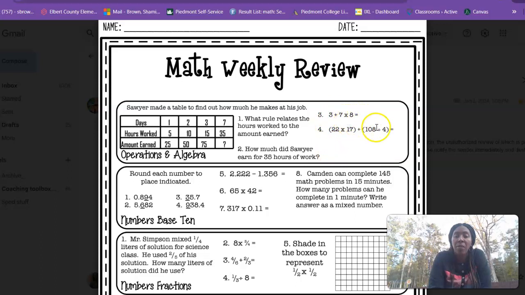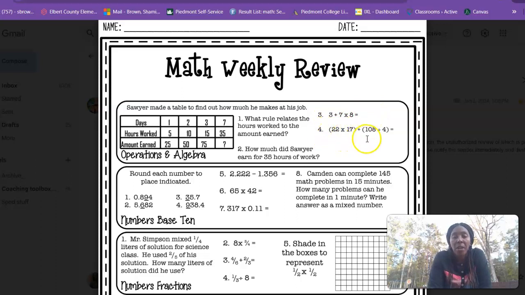Number 3 is an expression you have to solve. So it's 3 plus 7 times 8. Remember, PEMDAS means you have to do parentheses, exponents, multiplication, division, adding and subtracting, whichever one comes first. So we see that multiplication is here, so multiplication has to be done before you can add. So you would need to do 7 times 8 first. Then whatever you get for that, you would need to add 3 to that to get your final answer.